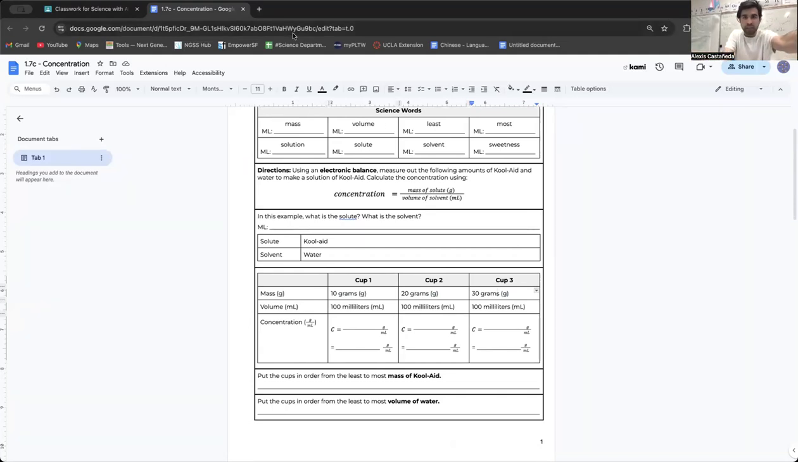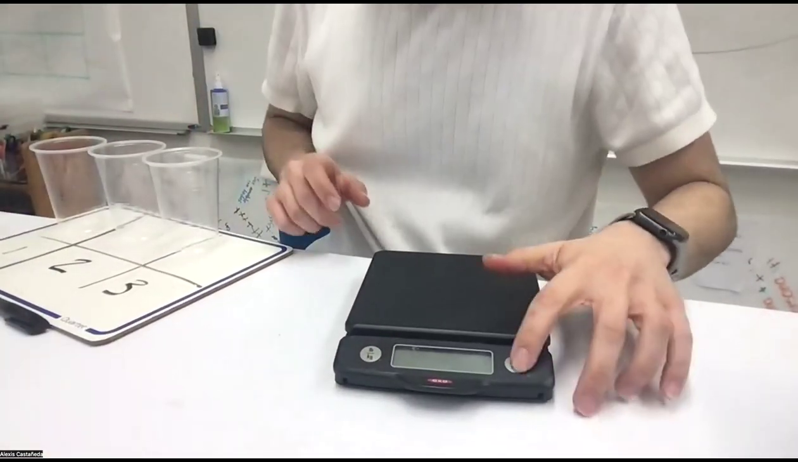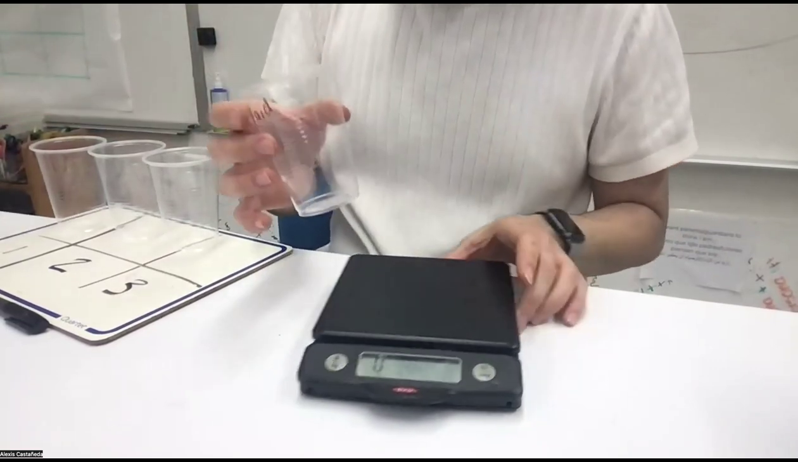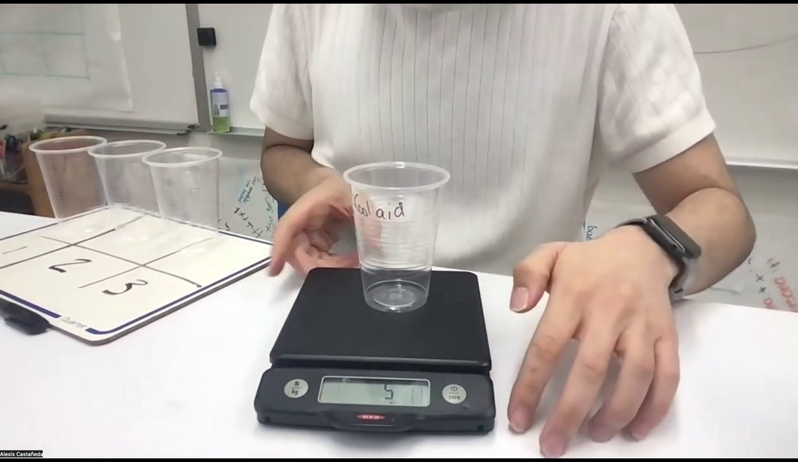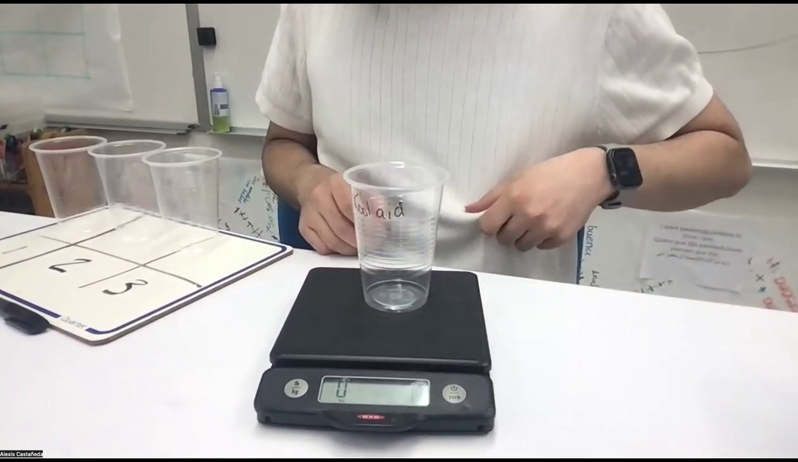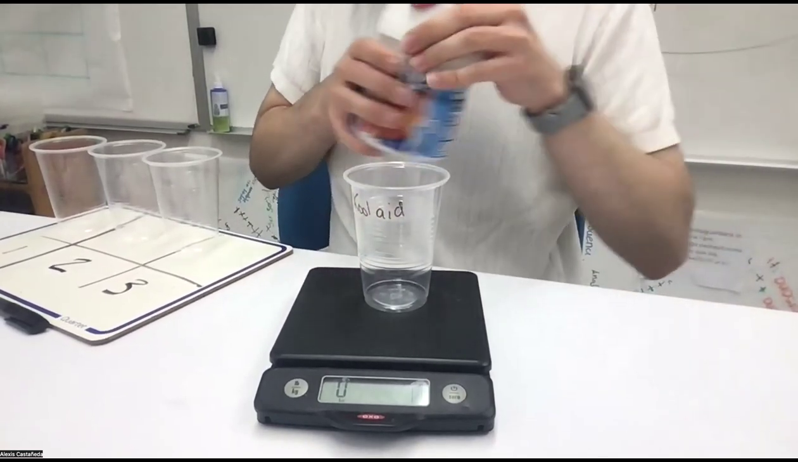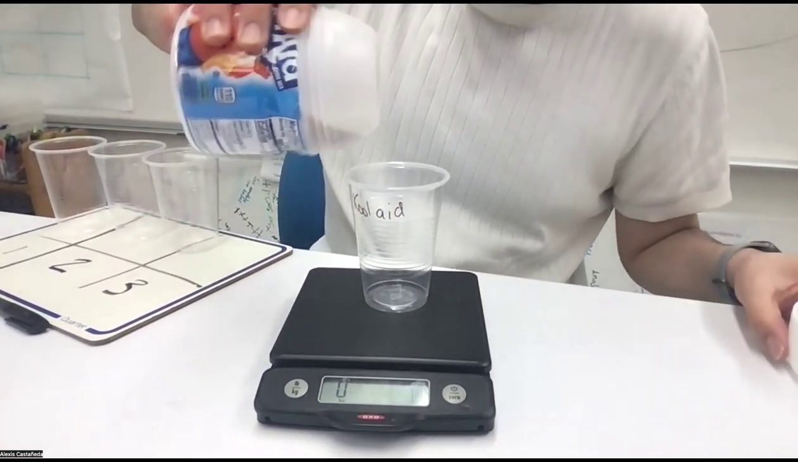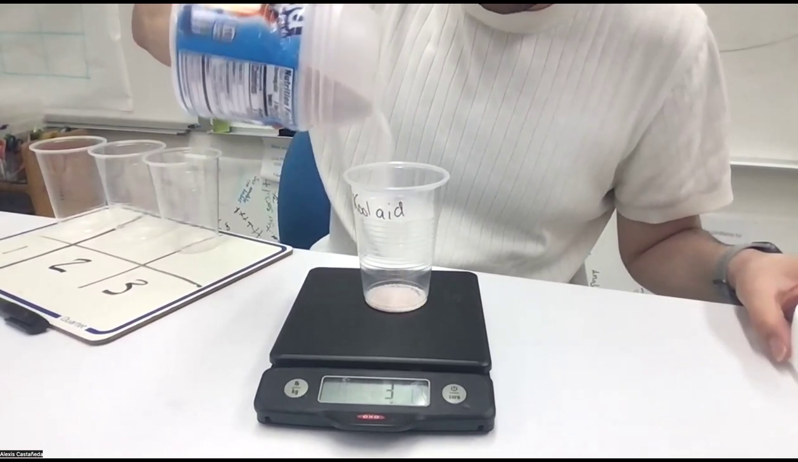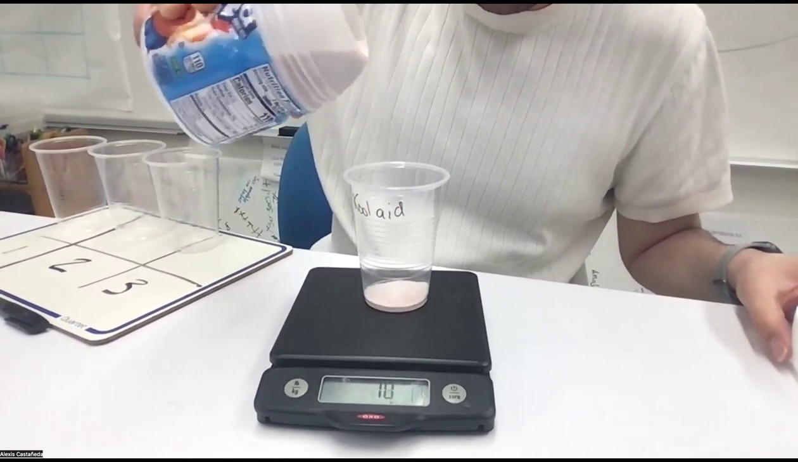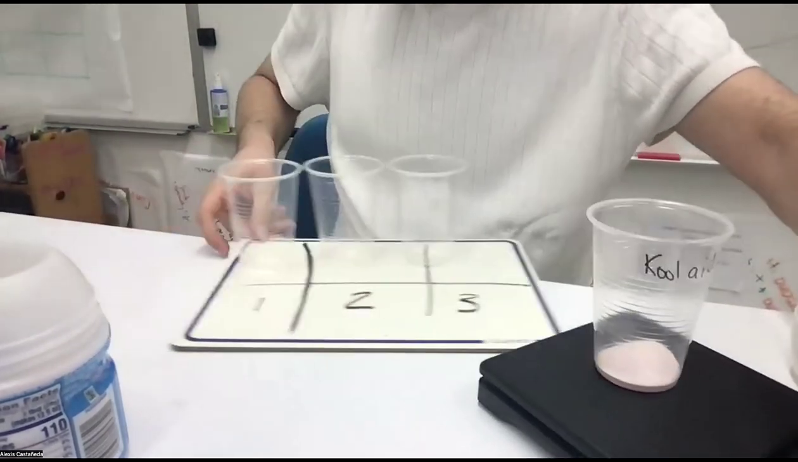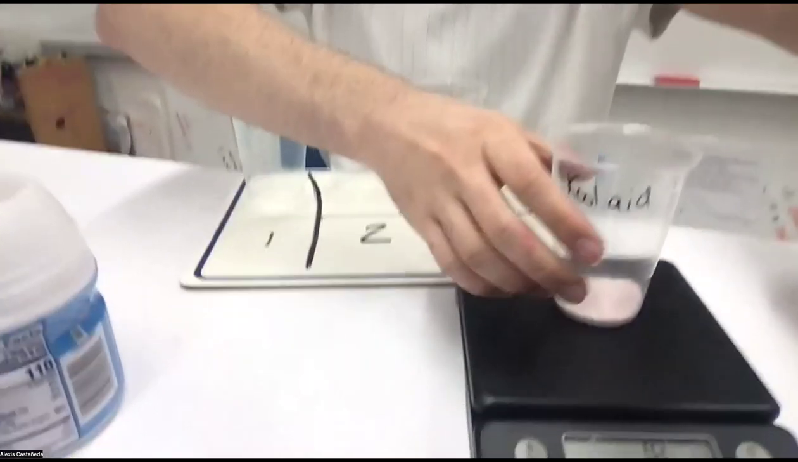So if we look back here, we have our electronic balance. We can turn it on. First, we're going to find the mass of the Kool-Aid. So here we see that it's at 5. I'm going to click 0. So for the first one, I want to add 10 grams of Kool-Aid powder to the cup. So let's make sure that we get to 10. All right, so we have 10 grams here. So I'm going to put that into cup 1. So I'll put these 10 grams in for cup 1.